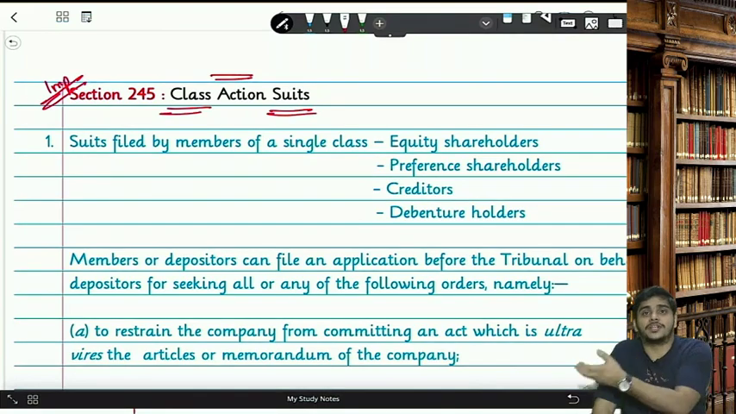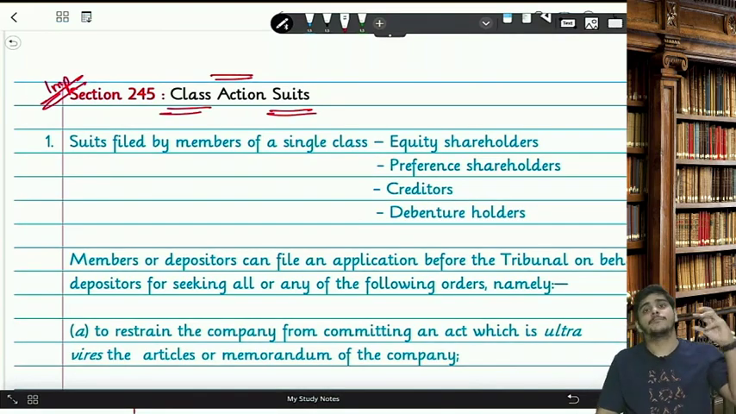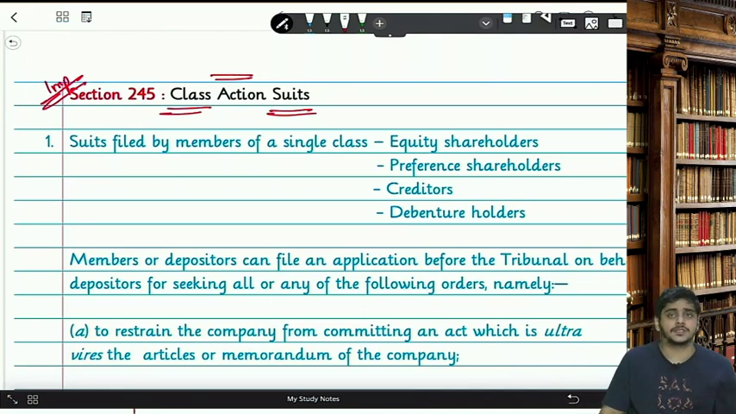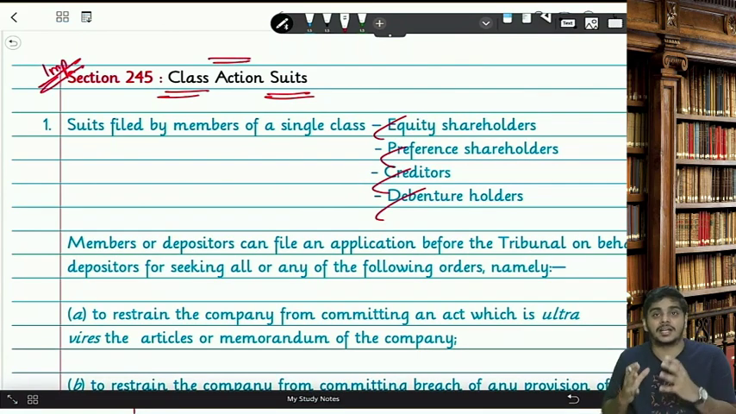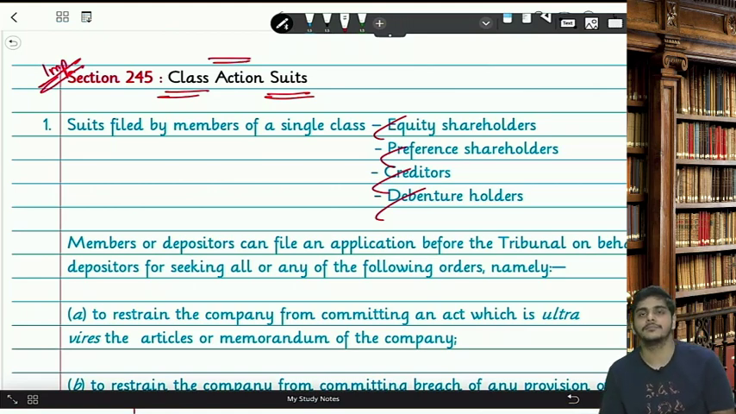It could be equity shareholders as one class, preference shareholders as another class. Equity may be 10 rupees shares as one class, 100 rupees shares as another class. So it is basically a suit filed by members of a single class. It could be equity shareholders or preference shareholders or creditors or debenture holders. That is just an understanding of what a class action suit is. Now, why does this happen?